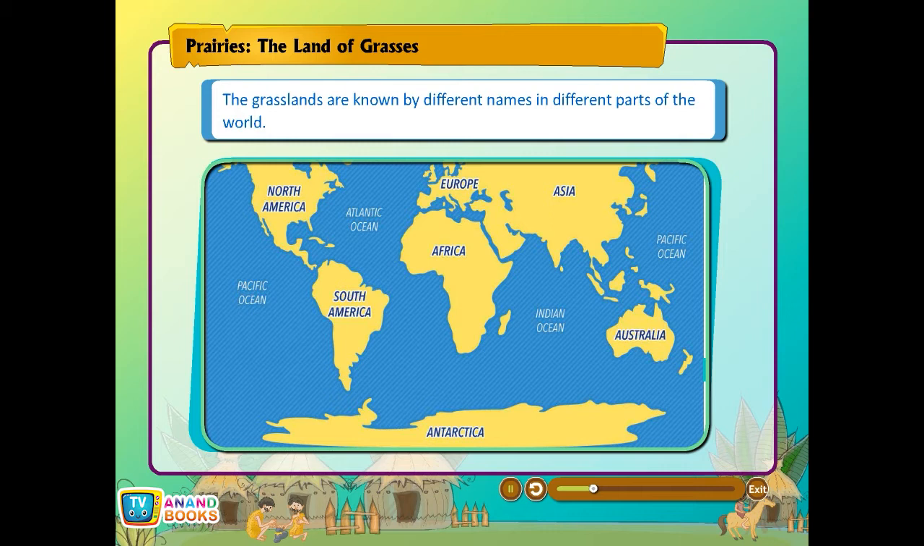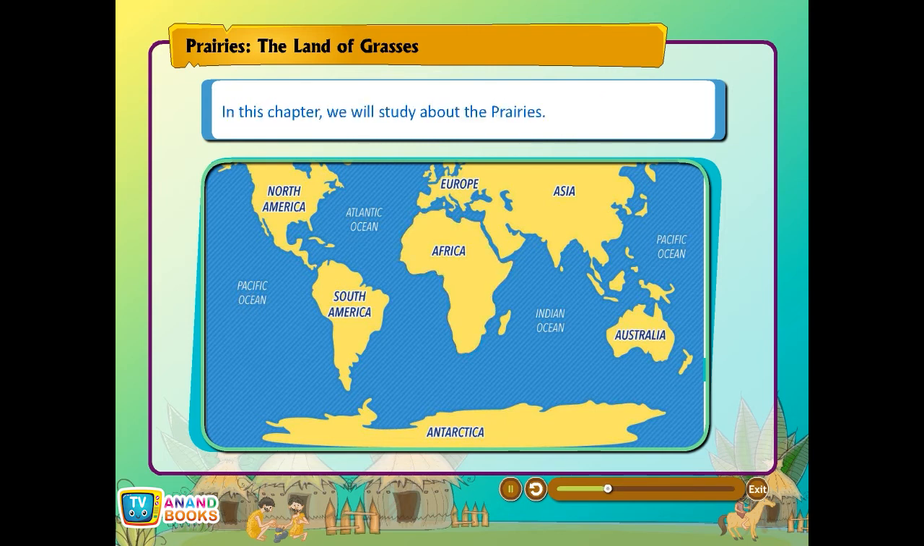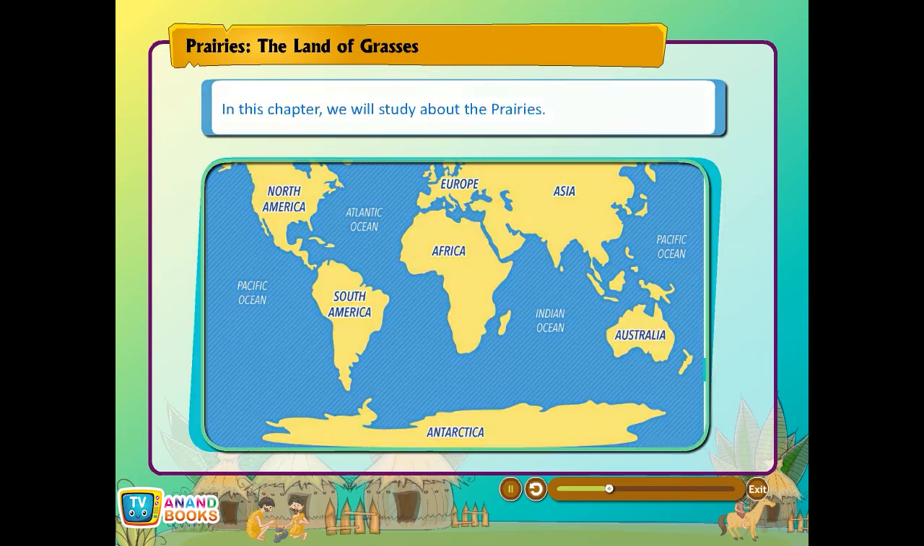The grasslands are known by different names in different parts of the world. Prairies in North America, pampas in South America, steppes in Russia, veld in South Africa, downs in Australia, savannas in Central Africa. You have read about it in the chapter on the DRC. In this chapter, we will study about the prairies.